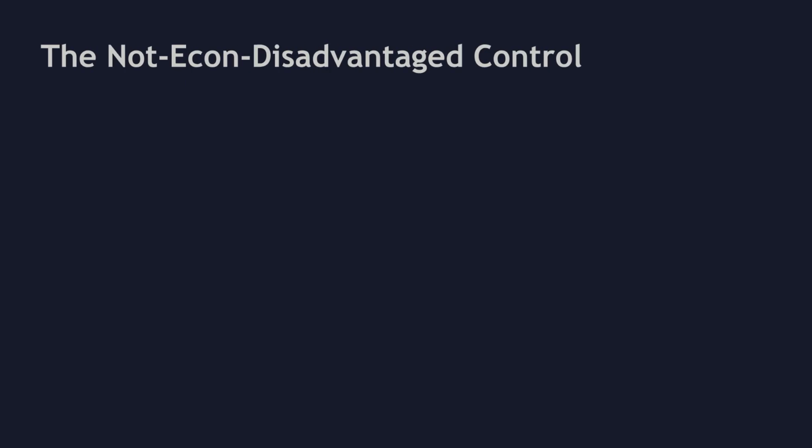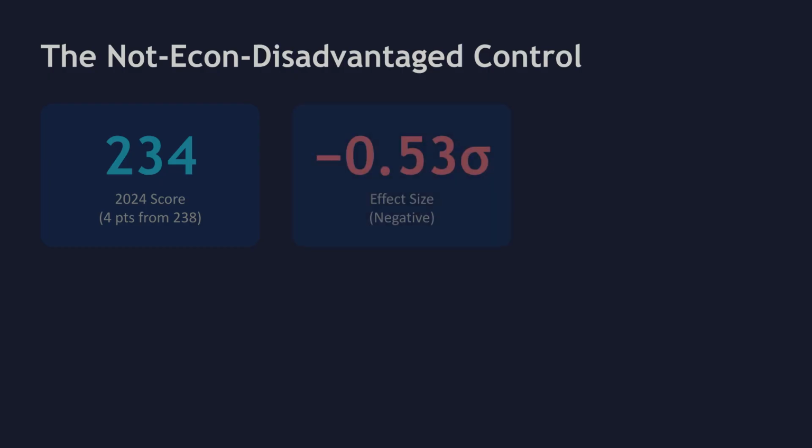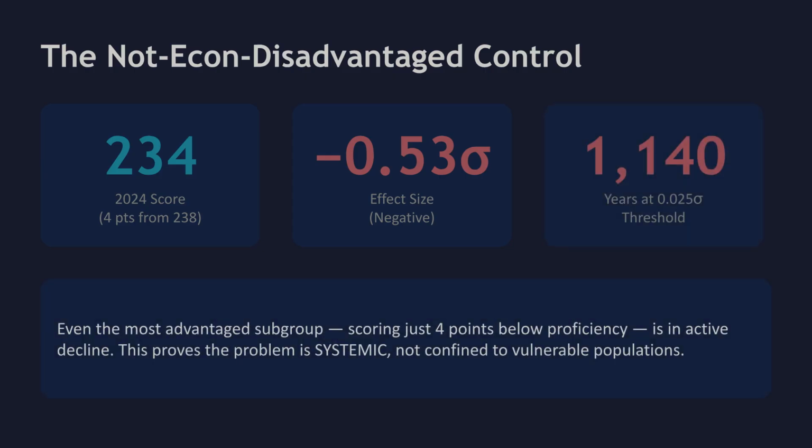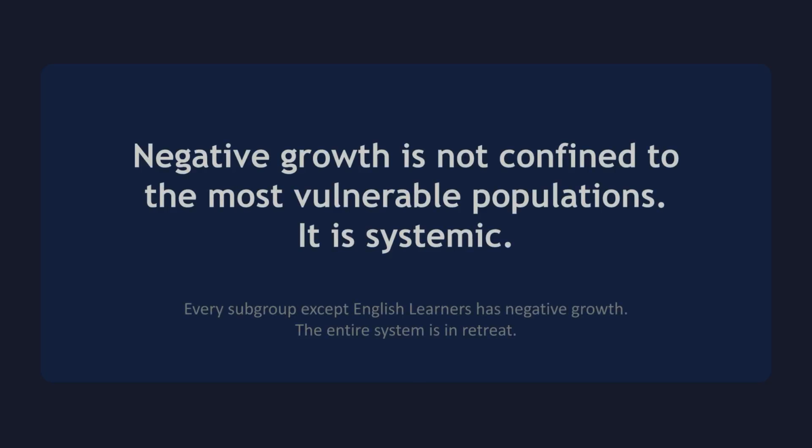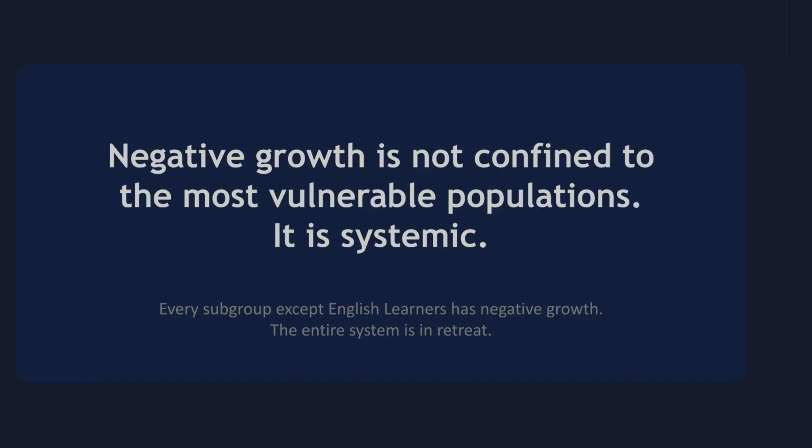The not economically disadvantaged subgroup, scoring just 4 points below proficiency, is in active decline with a negative 0.53 sigma effect size. This results in a projected 1,140-year timeline at the threshold, proving the problem is systemic. The negative growth we observe is not confined to the most vulnerable populations. It is systemic. Every subgroup except English learners has negative growth, indicating the entire system is in retreat.